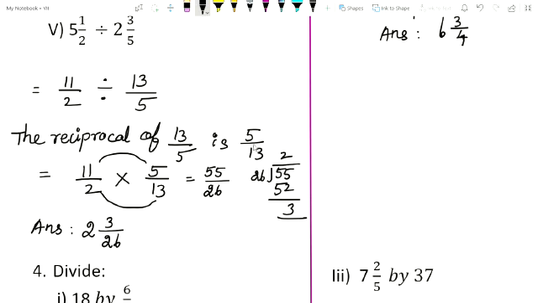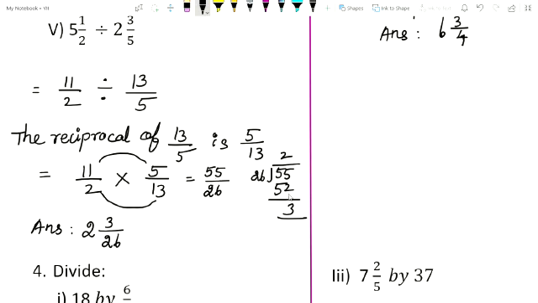Okay. Next we have to multiply with the dividend. Here 11 by 2 is the dividend. So 11 by 2 into 5 by 13. Okay. So now there is no common factors except 1. So in this situation, you directly multiply numerator with the numerator, denominator with the denominator. So 11 5s are 55, 2 into 13, 26.